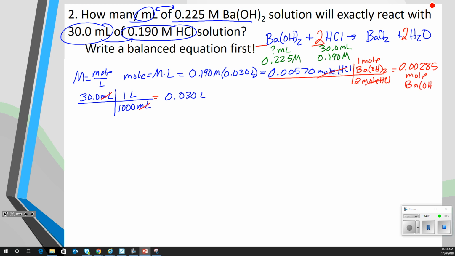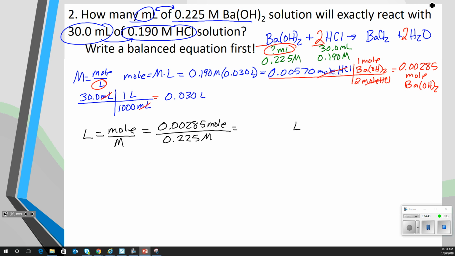Well, I'm still not where I need to be, right? Because they wanted milliliters. Well, I've got molarity again. So this time in molarity, I'm solving for the liters, which is on the bottom. So liters is equal to moles divided by molarity. I'm going to plug in what I have: 0.00285 moles, divided by molarity, which is 0.225 molar. This will give me liters.